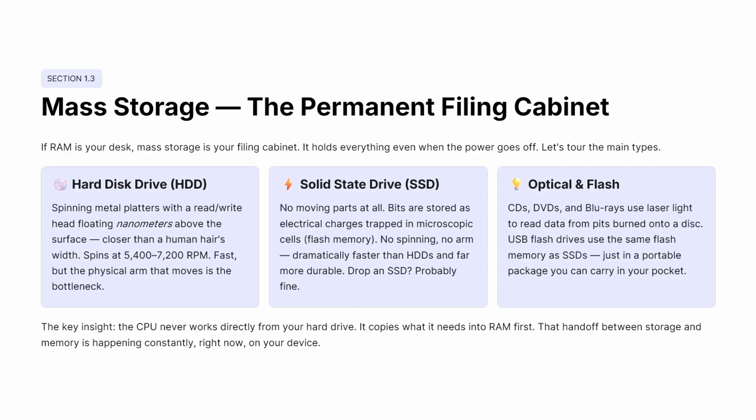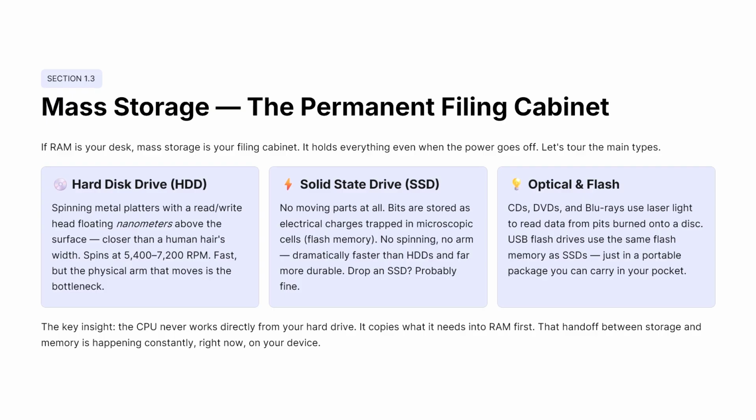Drop an SSD, probably fine. Drop a running hard drive, you might lose your data. Analogy: HDD versus SSD is like a library with a librarian who physically walks to the shelves to get your book, versus one who teleports. Same amount of storage, completely different speed.